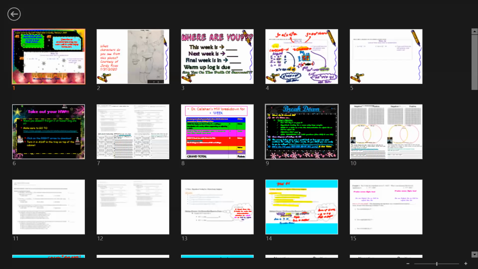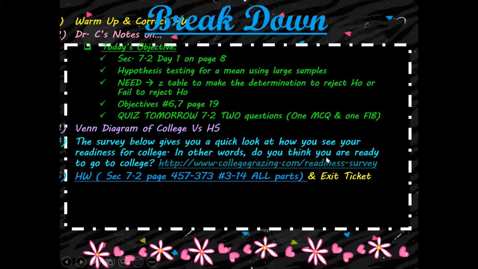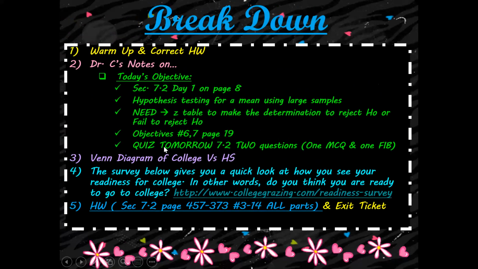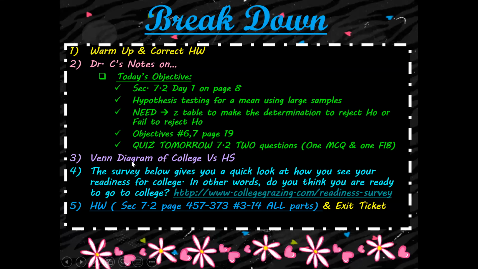So here is the breakdown of what you should have currently. This is your breakdown for today. Tomorrow, you guys will have a quiz on 7.2. There will be 2 questions, 1 multiple choice and 1 fill in the blank. Today, I'm going to talk about hypothesis testing for a mean using large samples. You will need a z-table to make the determination whether to reject the null hypothesis or fail to reject the null hypothesis. And we're also going to be working on objective number 6 and 7 on page 19.